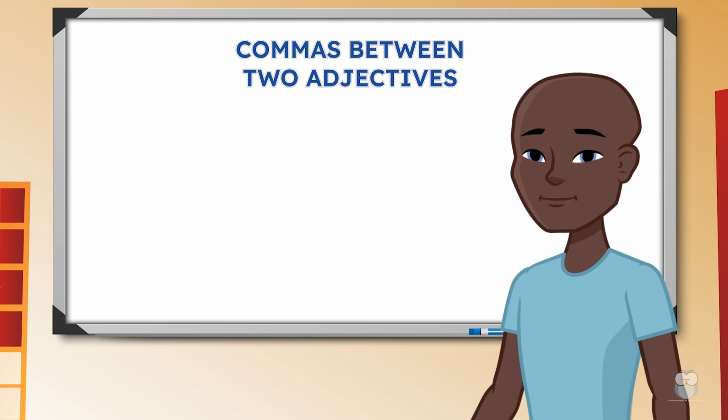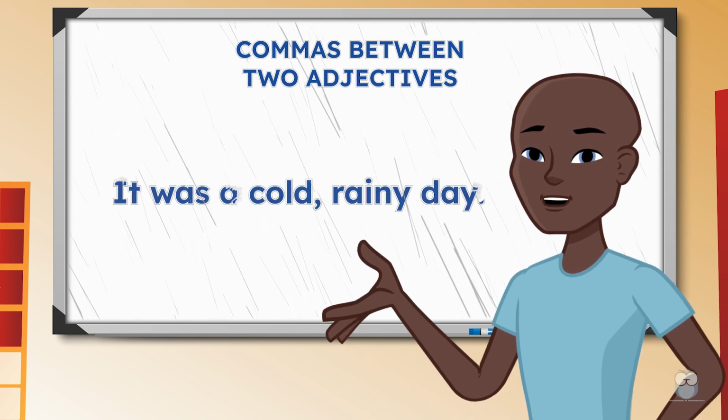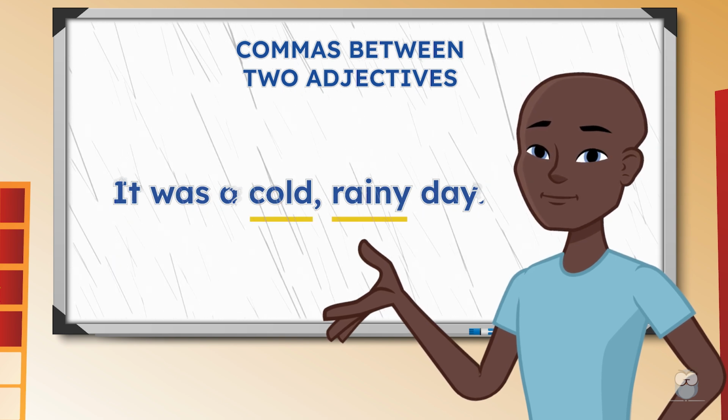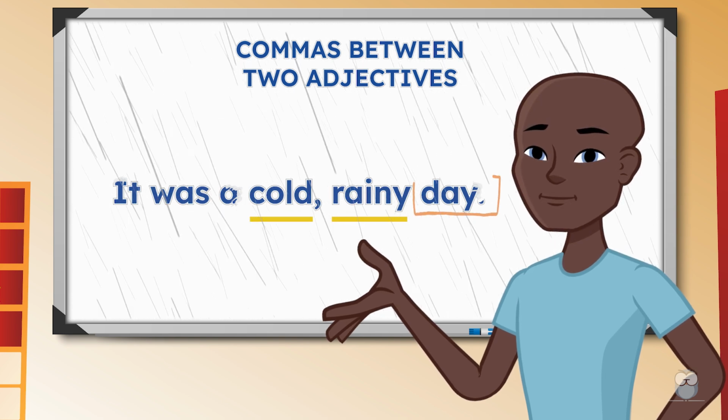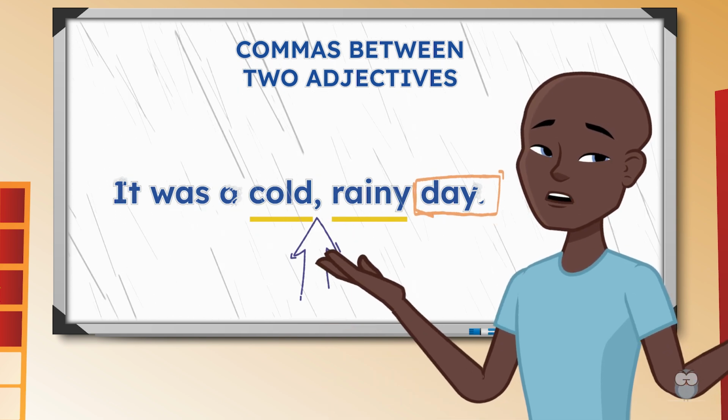Here's our first example. It was a cold, rainy day. First notice we have two adjectives, cold and rainy, that are describing the noun day. Now notice the comma between cold and rainy. Why do we put a comma there?